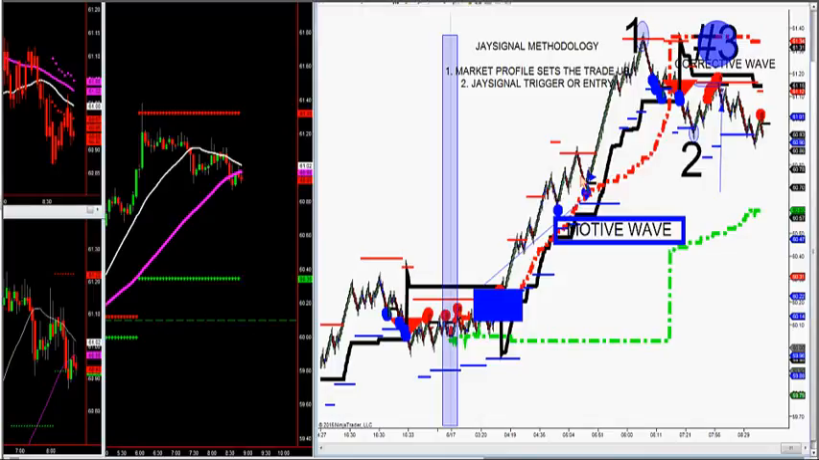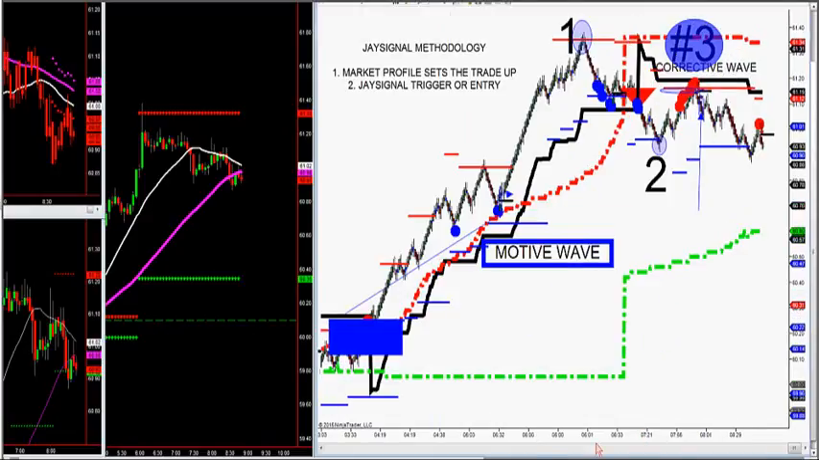The motive waves, once it breaks out of HVA and LVA, you're going to see this trade over and over. The key for you to recognize is the first retracement after breaking market profile. The first retracement after getting back inside a market profile for a motive and corrective wave. That's what you have to do as a trader. You have to qualify it. Am I in a corrective or motive? Is it the first retracement?